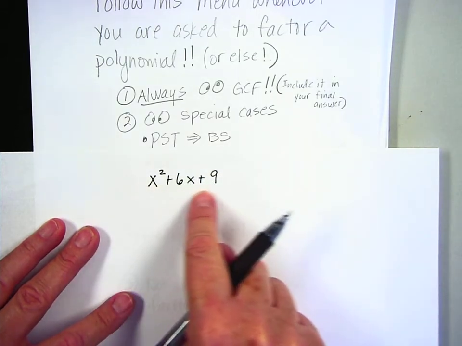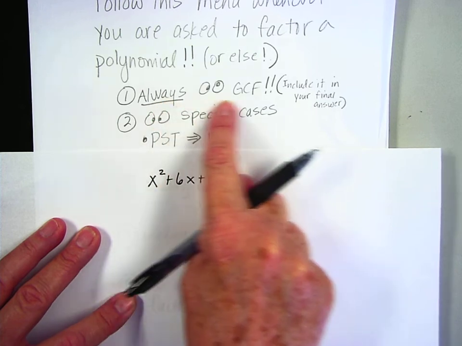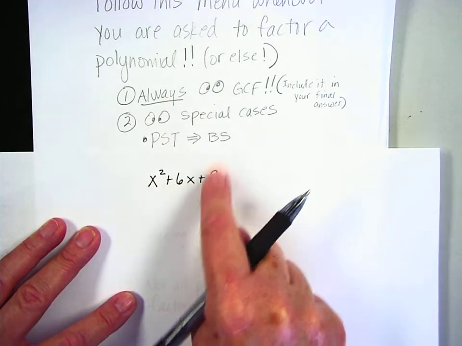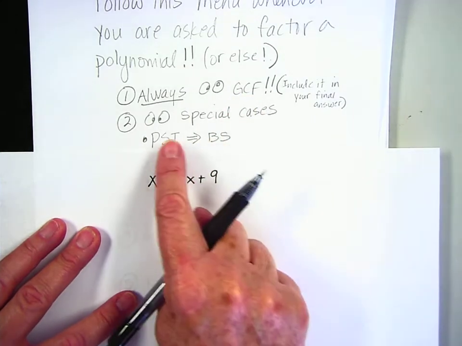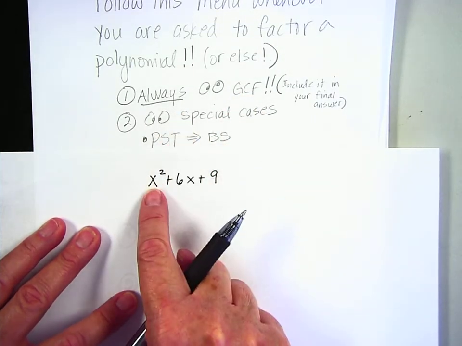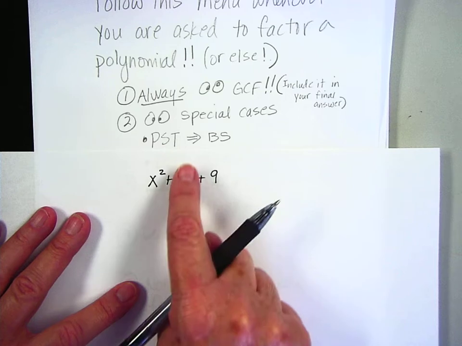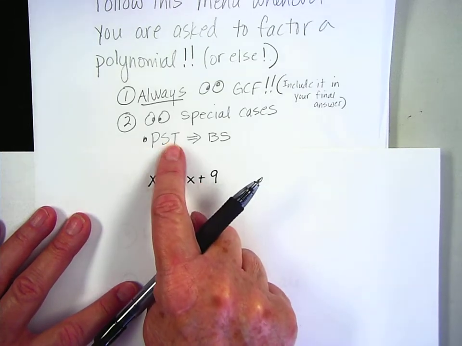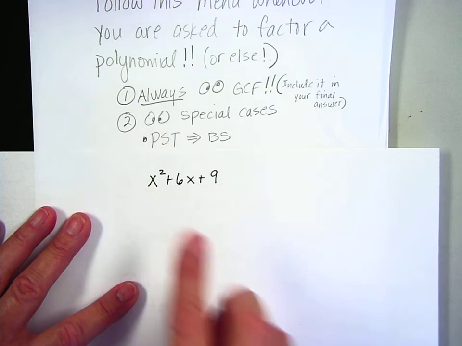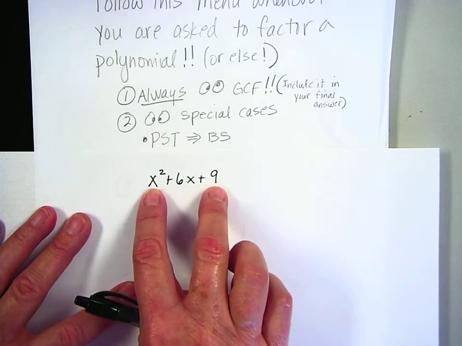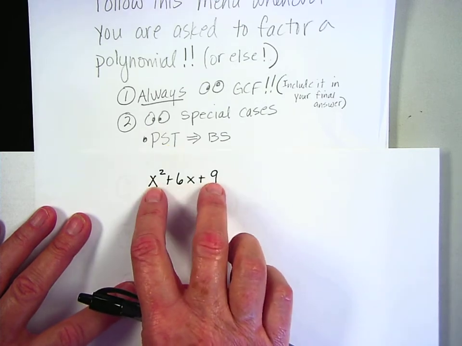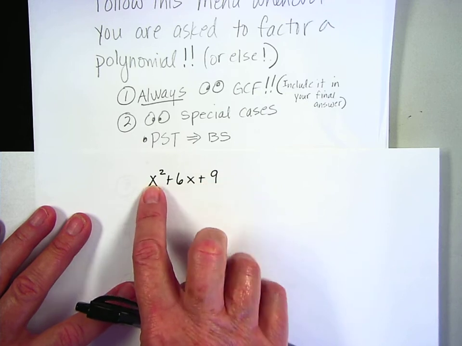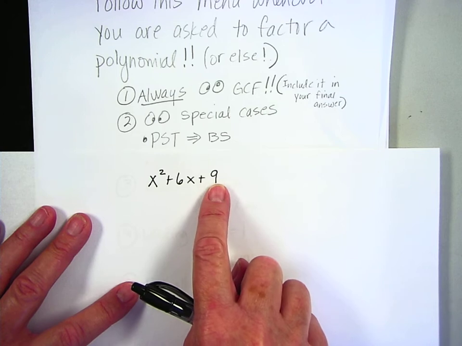Now, if I was asked to factor this, I would start at the top and look for a GCF. None of these share any factors in common, so there's no GCF. Now, I'm going to look for special cases. Is this a perfect square trinomial? Well, it is a trinomial, I do know that, and the first and last terms have to be perfect squares. Well, is this a square term, and is this a square term?